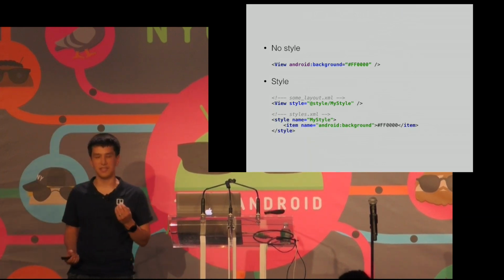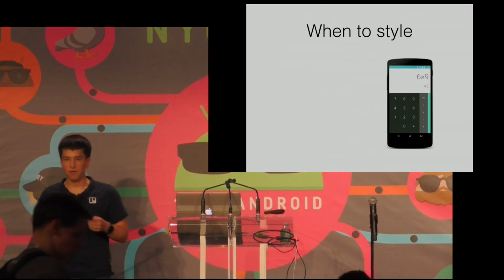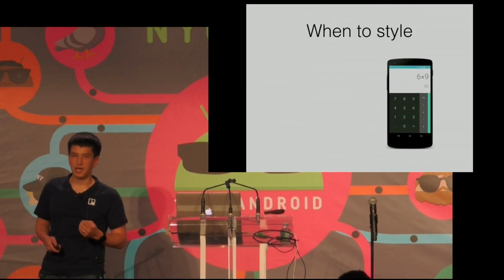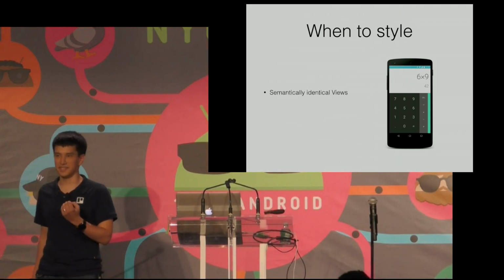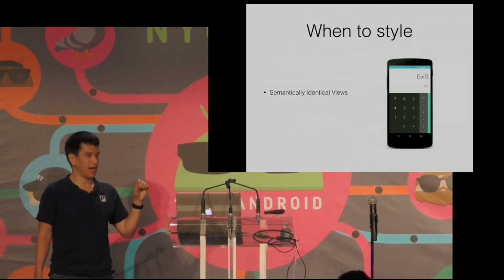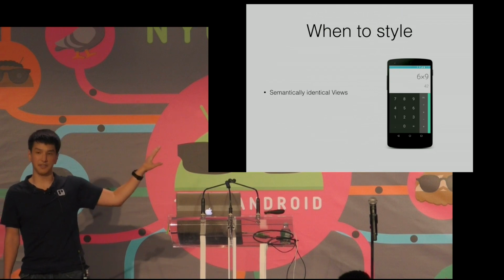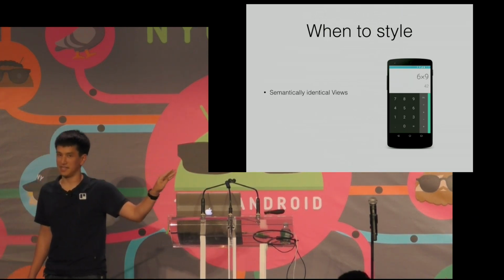The usefulness here is that then you can take this style and apply it to multiple views. And in particular, you want a style when you have what I like to refer to as multiple semantically identical views. That is to say that all of the views mean exactly the same thing. So I feel like the simplest example is the calculator. You want all of the buttons on the calculator to look and feel exactly the same.